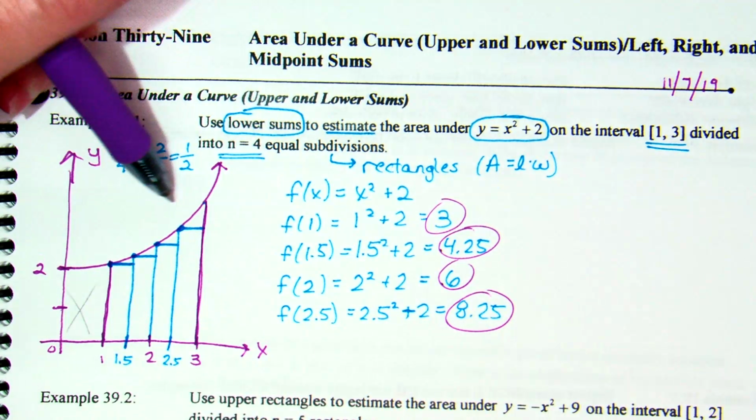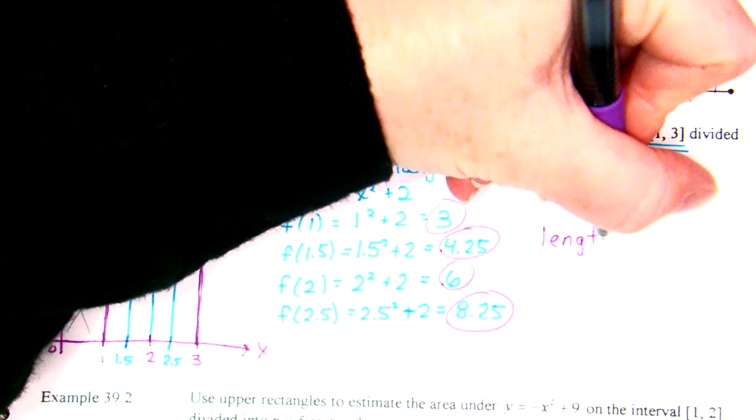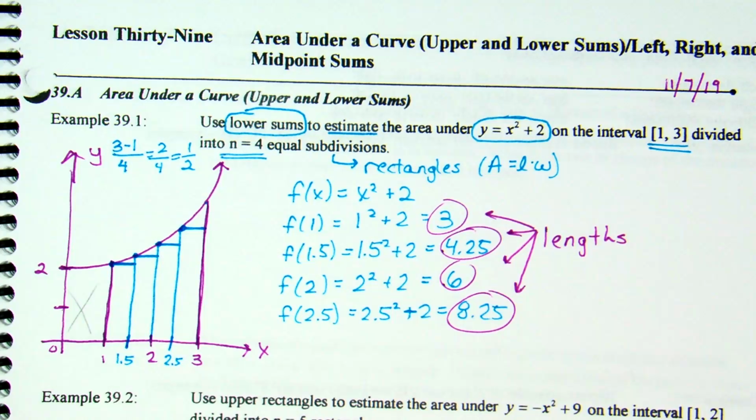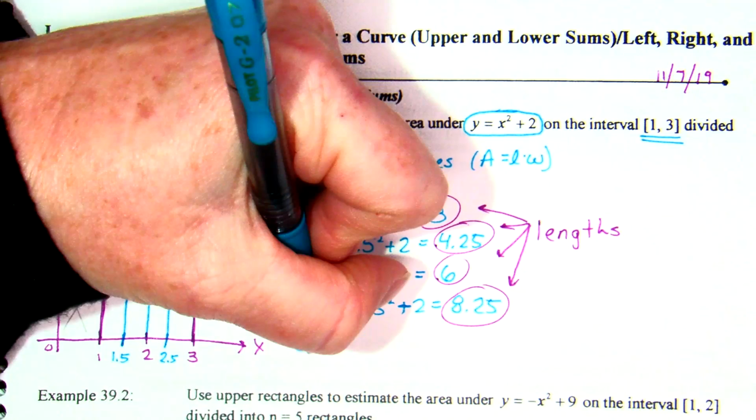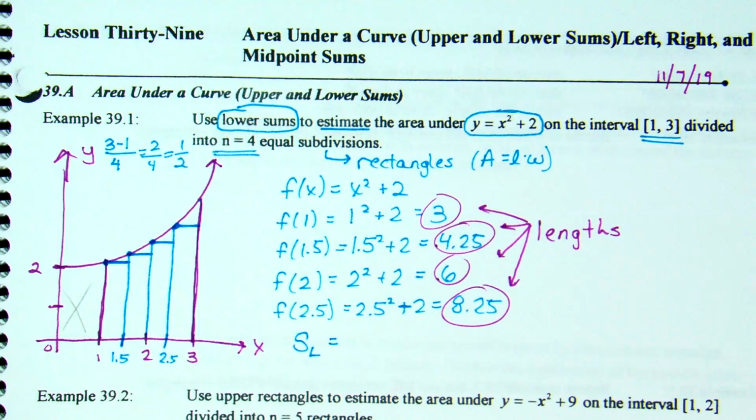So those pieces right there are the lengths of the rectangles, or if you want to call them heights, whatever. So our job was to find the lower sums, yes? So for notation, since this is area under a curve, this is a sum. My notation is S of L. And they just do that because it's indicating we're using lower sums as opposed to upper sums.